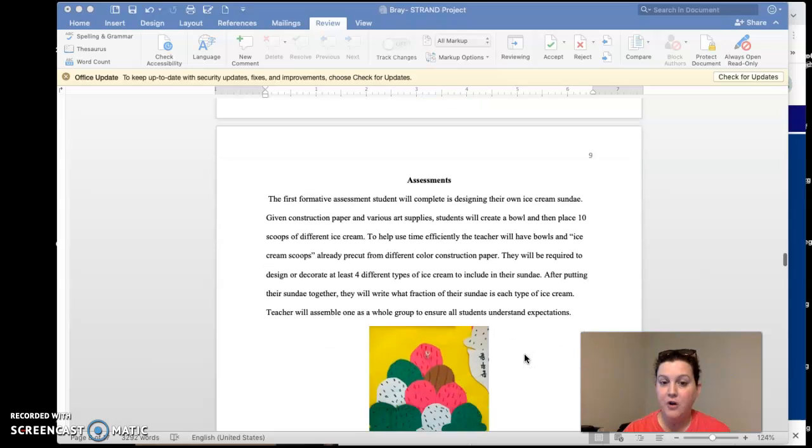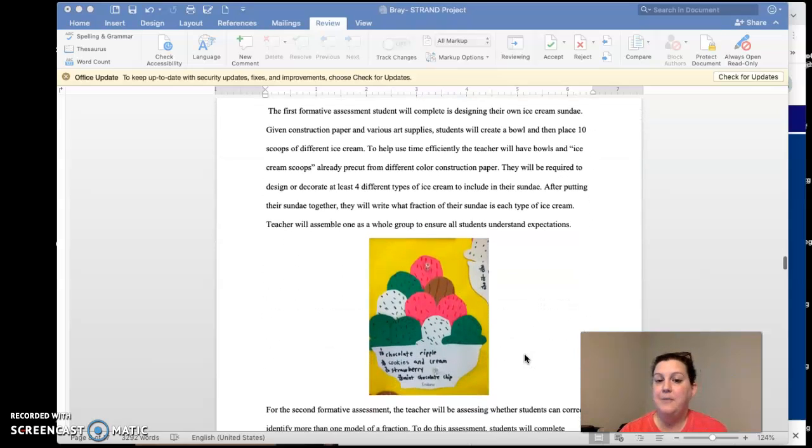For our assessments, the first formative assessment will be a craft making a paper ice cream sundae. To help save time and to make sure the students don't get bogged down in the cutting piece of it, the teacher can have the bowl of the sundae and the scoops already pre-cut out for them so they can just select their colors and then decorate their scoops. Depending on the teacher's creativity, they can give them extra supplies like glitter or pre-cut little papers to help decorate, or they can just use markers or colored pencils to decorate their scoops.